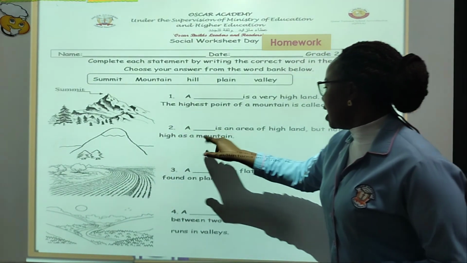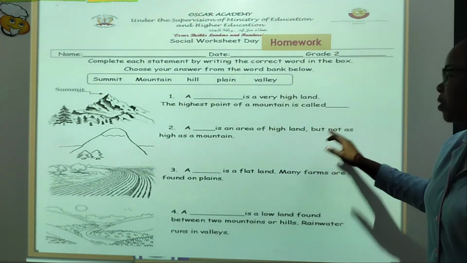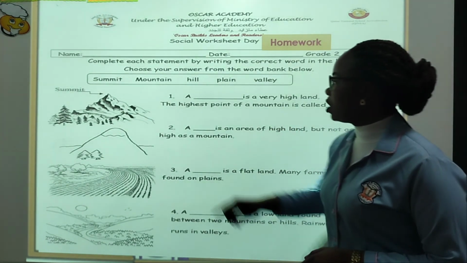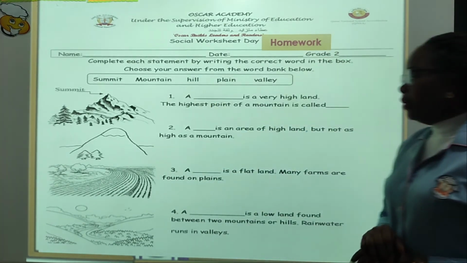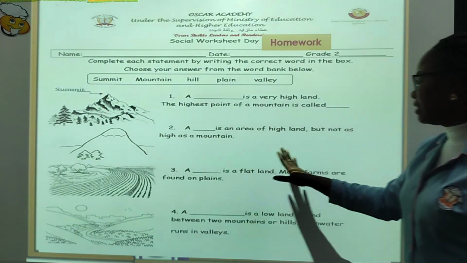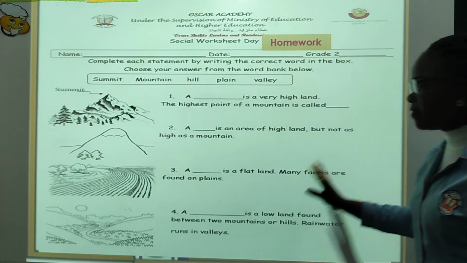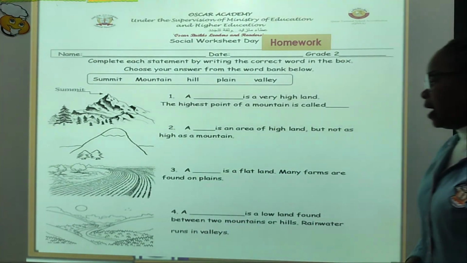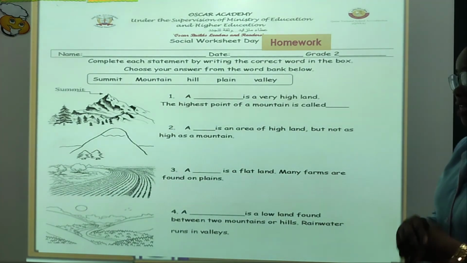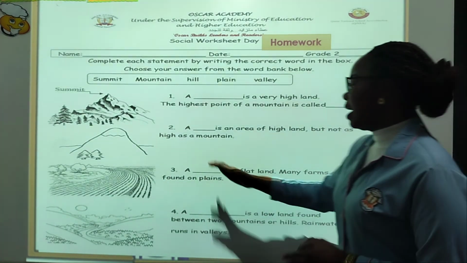Number 2. It is an area of high land, but not as high as a mountain. It is called what? A hill. Very good. Now, number 3. It is a flat land. Many farms are found on plains. What is it? A plain.